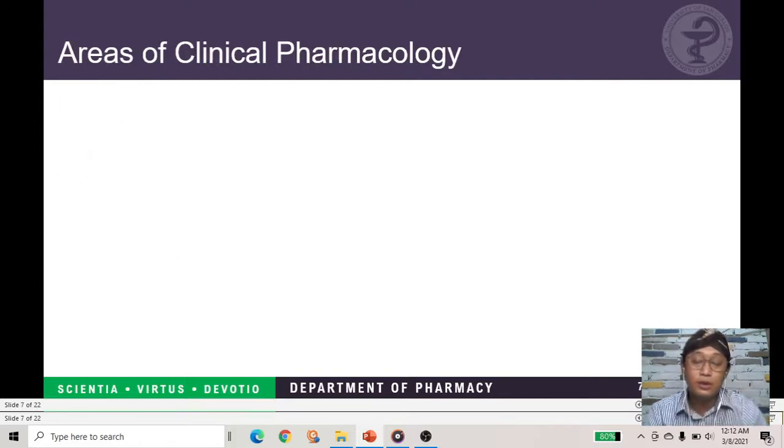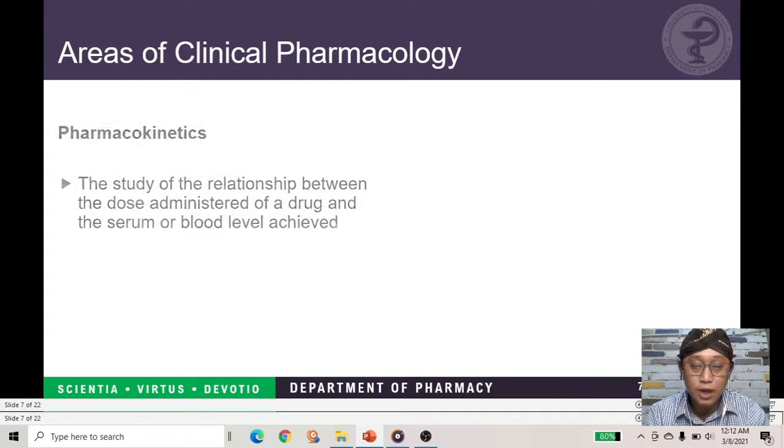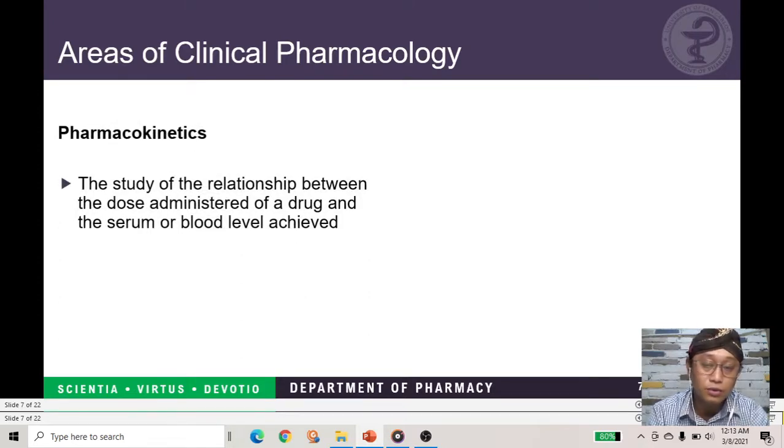Then we will take a look at clinical pharmacology. Just like pharmacology, clinical pharmacology also has an interest in pharmacokinetics. I'm sure that you understand this. This is the study of the relationship between the dose of a drug administered and the serum or blood level achieved.